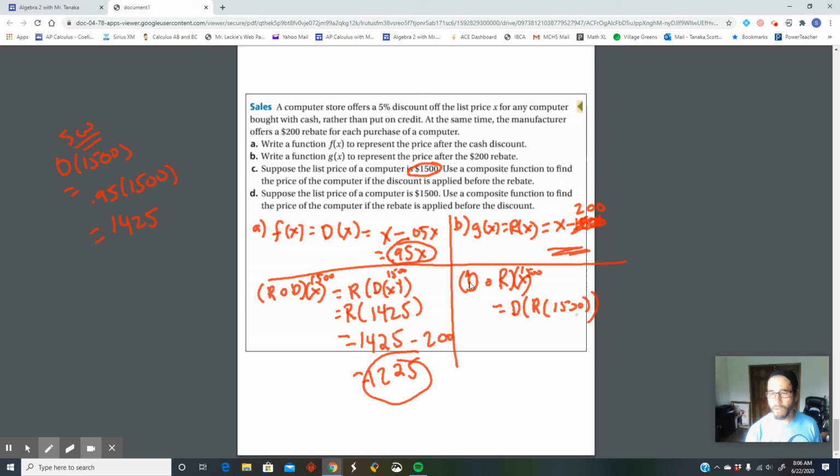So since they gave me a number, I want to come over here. I want to do some side work, and I'm going to do rebate. Rebate's this guy over here. So my rebate means I'm going to take 1500, put it in for X. I'm going to subtract that rebate. So it's 1300. So right now I'm paying 1300 for this bad boy, but guess what? I did not take the discount yet. So now I'm going to come over here and I'm going to take the discount. The discount says 0.95 of X. So 0.95 times 1300. Okay, I did this math earlier and I got 1235.